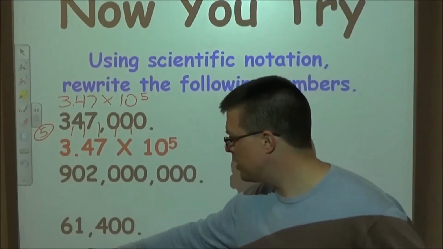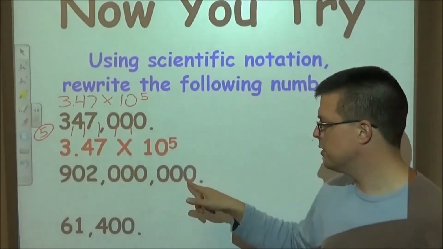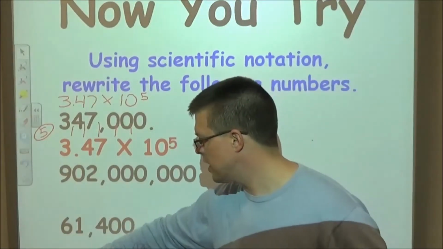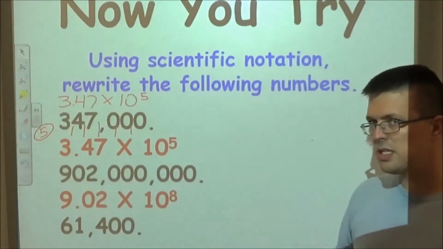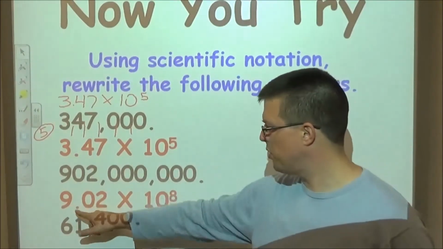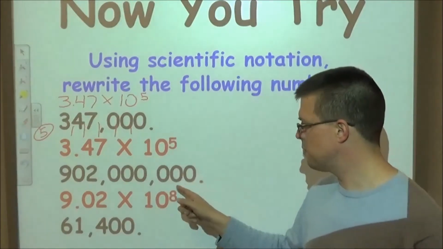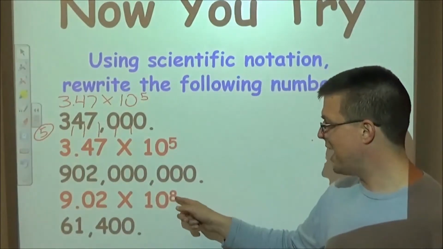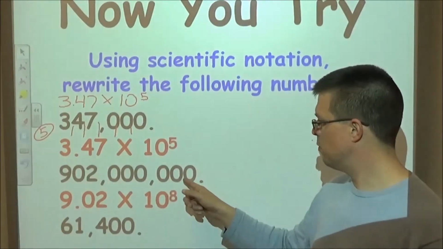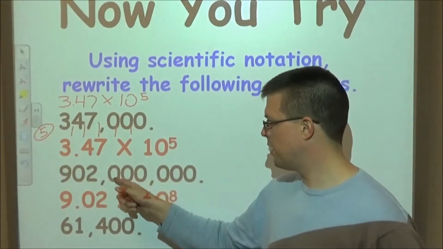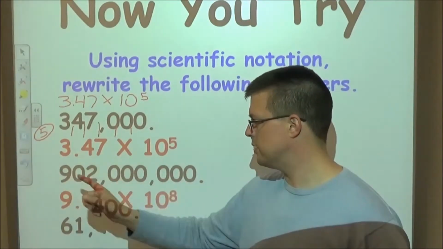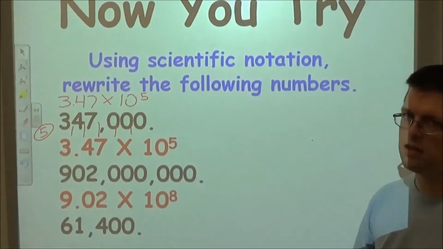Now let's see what you did. We had 902 million. Let's see what that is in scientific notation. Our number this time between 1 and 10 is 9.02, so the decimal's right here. And how many times did we move the decimal to get there? Well, we moved it 8 places. 1, 2, 3, 4, 5, 6, 7, 8. So there's your number in scientific notation.